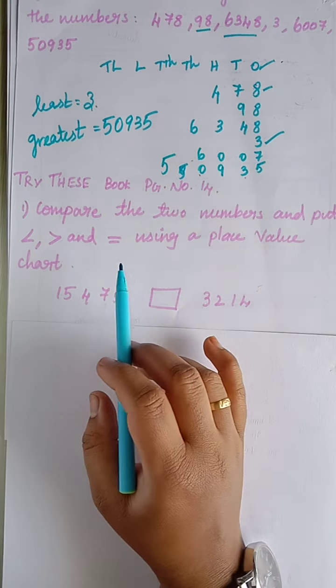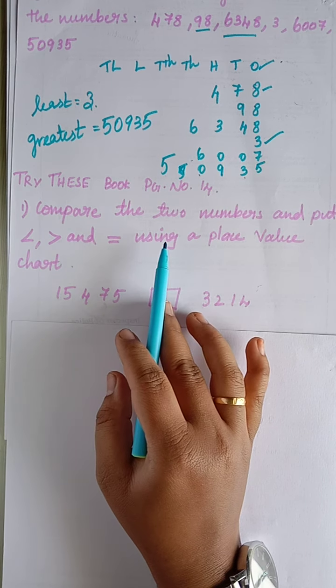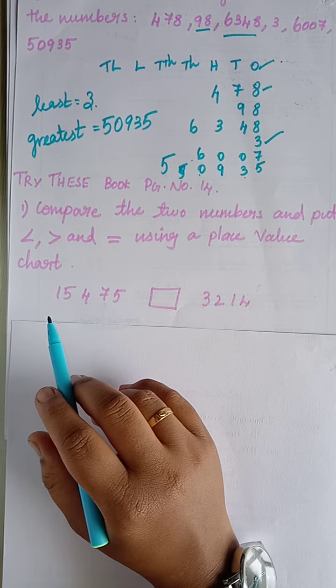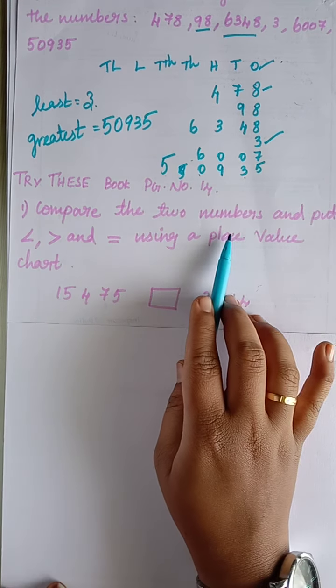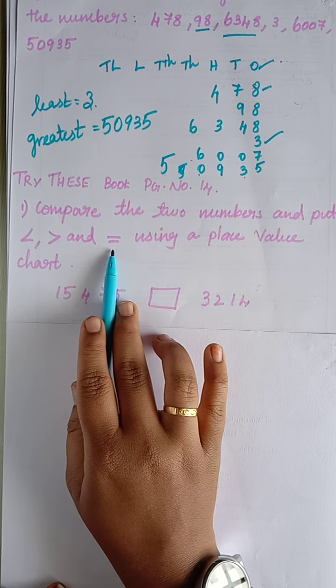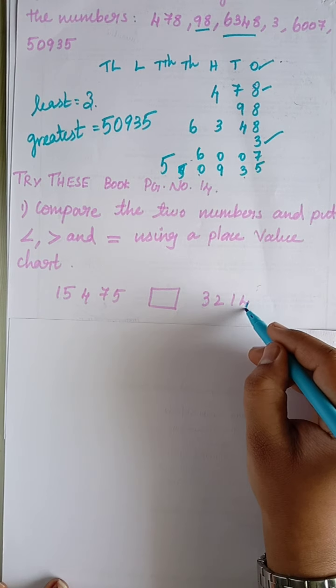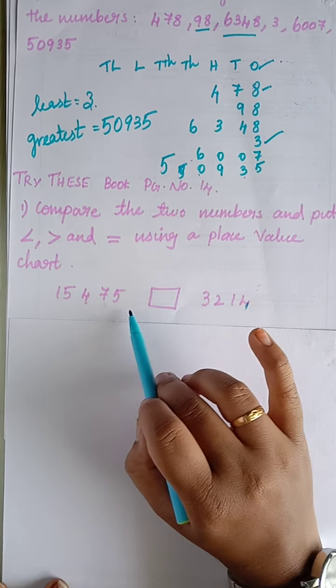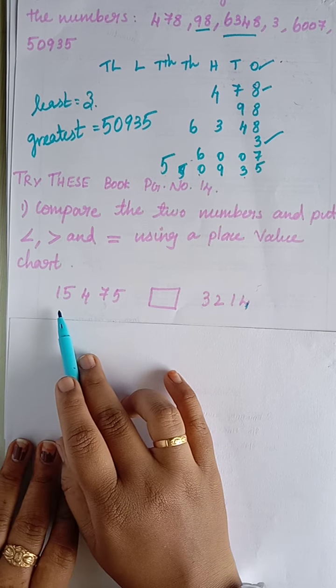Okay, the next you have to change your page. Try this book page number 14. Take your book page number 14, that is: compare the two numbers and put lesser than, greater than and equal to using a place value chart. So by using a place value chart we are going to find out the comparison of these two values.